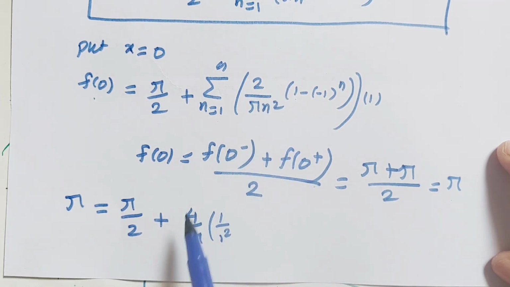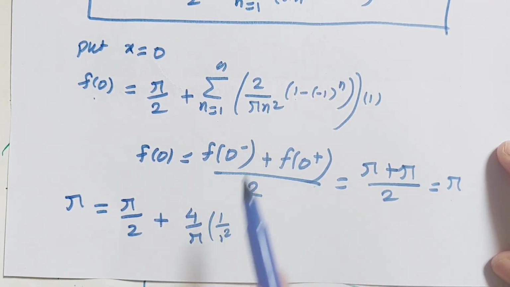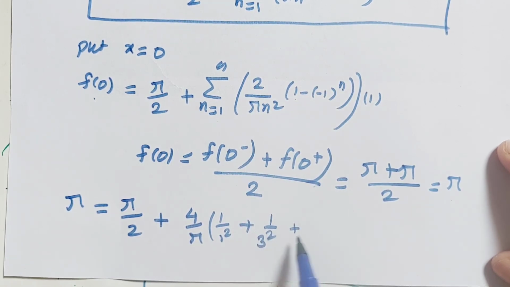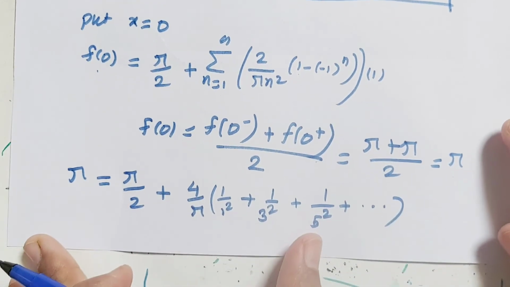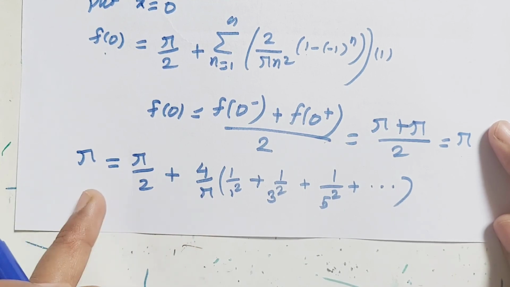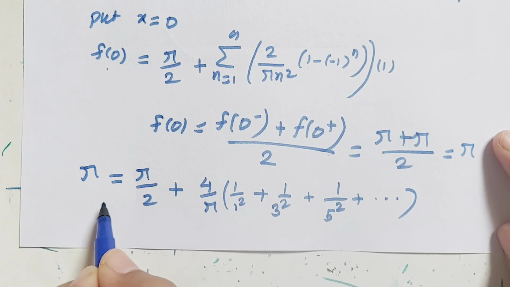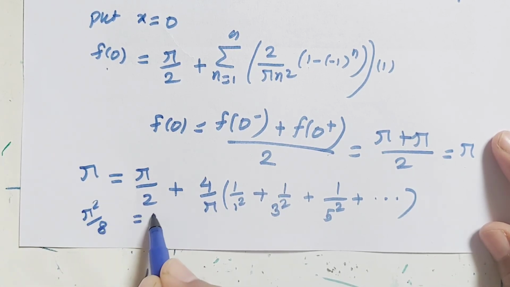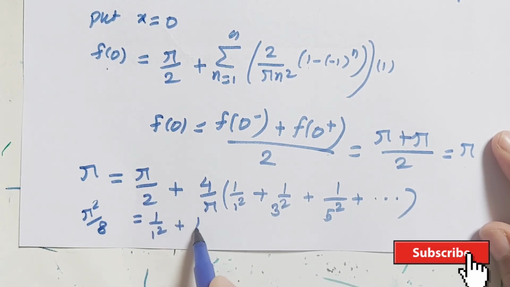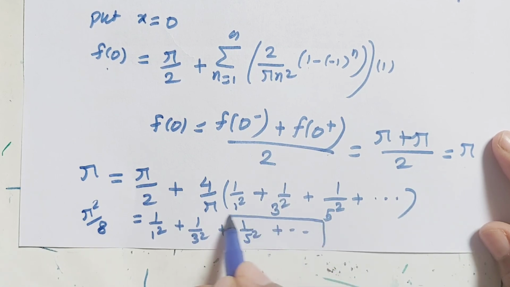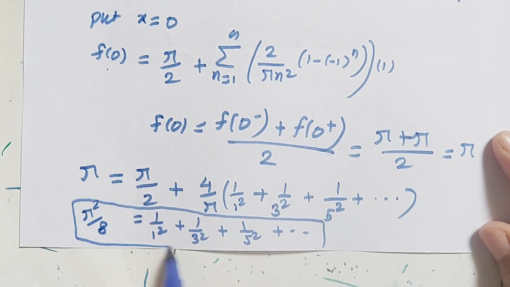So 4 by pi throughout we can take outside. So n is 1, so it is 1 by 1 square. If n is 3, then it is 1 by 3 square. N is 5, so it is 1 by 5 square, and so on. If we simplify this, you have to shift this term to the left hand side and multiply by 4 by pi. So after simplification we will get pi square by 8 equals 1 by 1 square plus 1 by 3 square plus 1 by 5 square, and so on. So in this way we prove the additional part of our question.